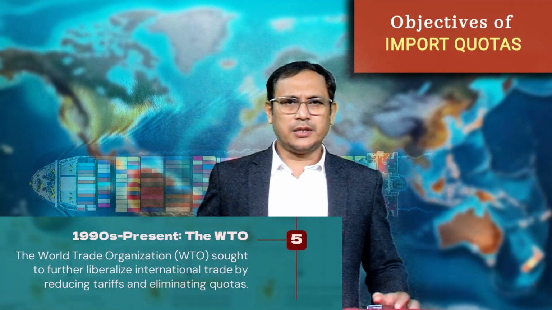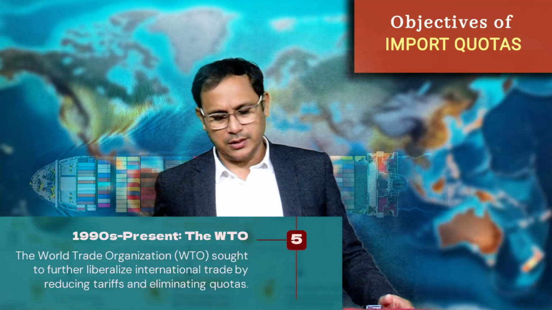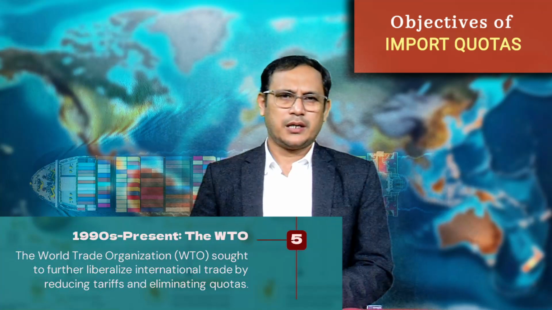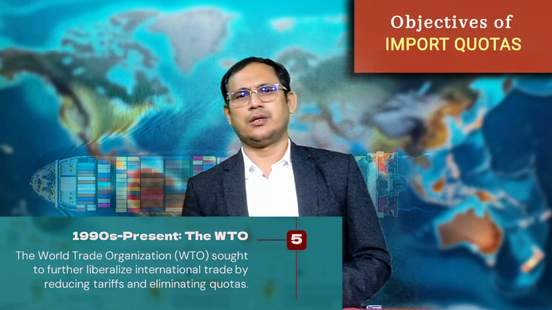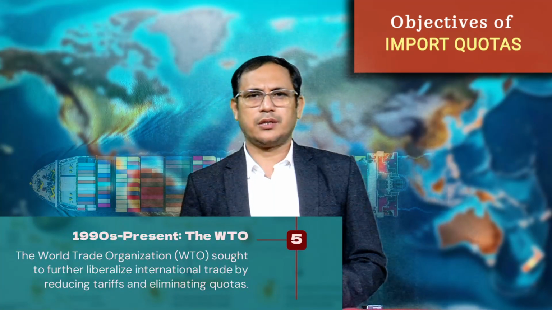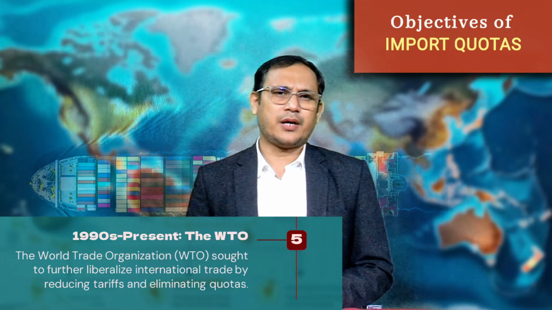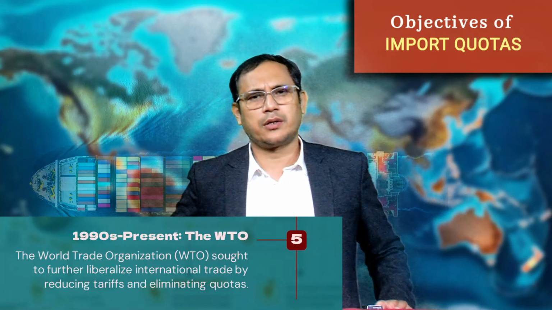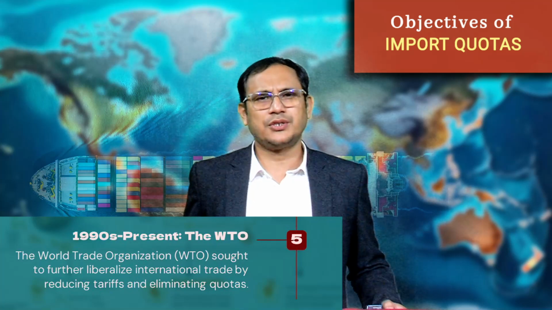Now, if you see the latest period, that is the 1990s to present, that is basically the emergence of the World Trade Organization and the shifting of trade dynamics. So in 1995, we all know that the World Trade Organization replaced the GATT, that is the General Agreement on Tariffs and Trade, and became the main international body overseeing global trade rules.